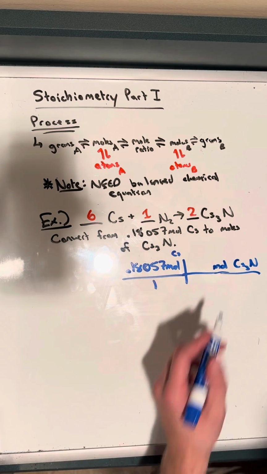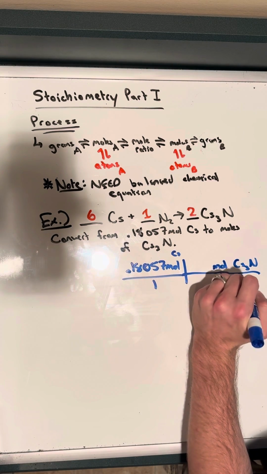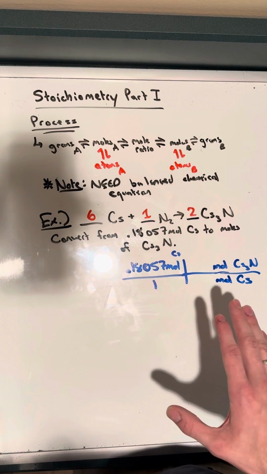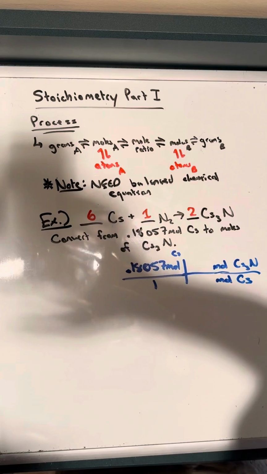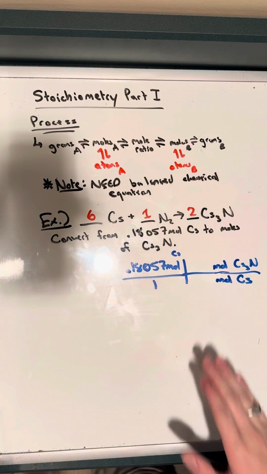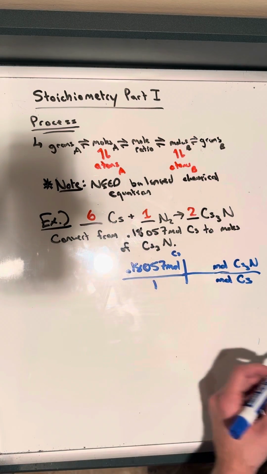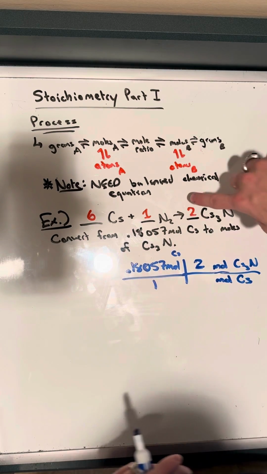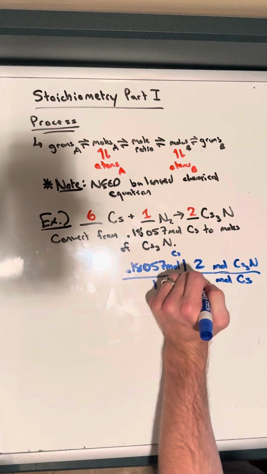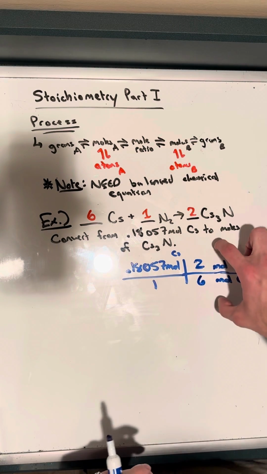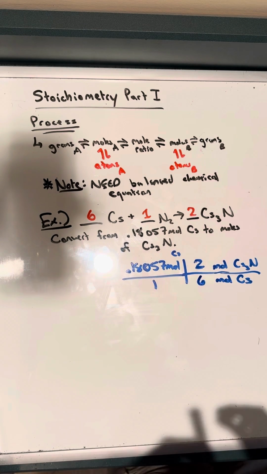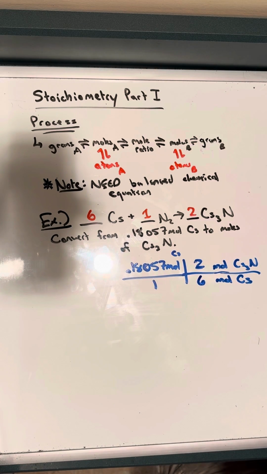So now I need my ratio. My ratio comes from my balanced equation. Why am I putting the cesium on bottom? I'm putting the cesium on bottom so that the cesium cancels, right? So now I need to actually work this out. Well, for every 2 moles of this, for my balanced chemical equation, I need 6 moles of that. So my balanced chemical equation gives me my mole ratio. It tells me what I need. So now I am going to work through this problem.